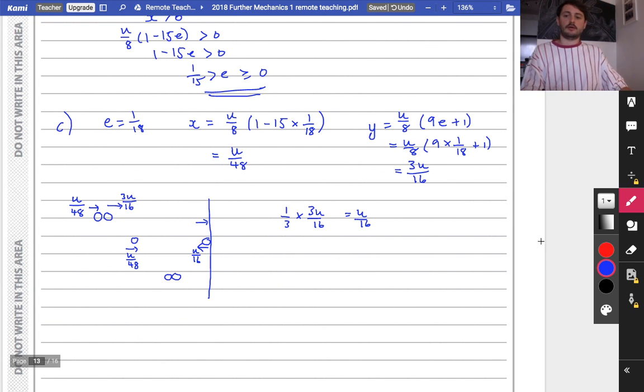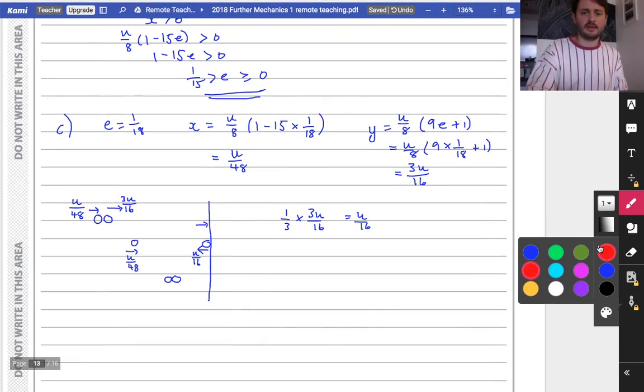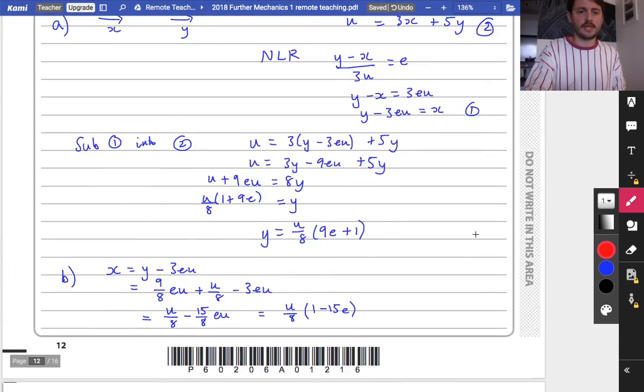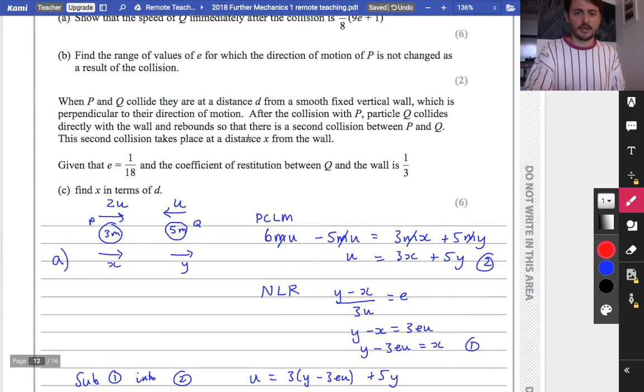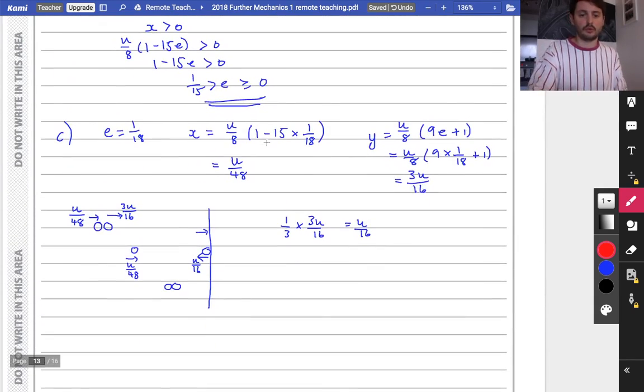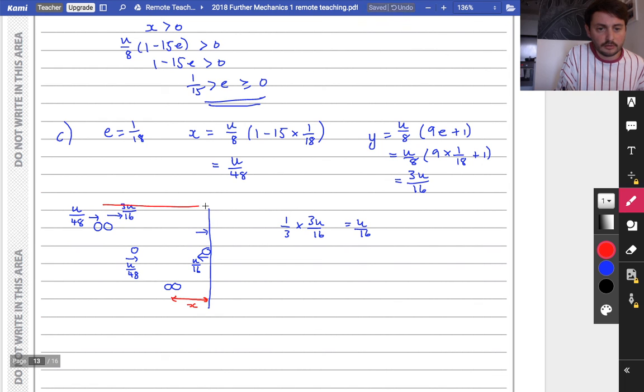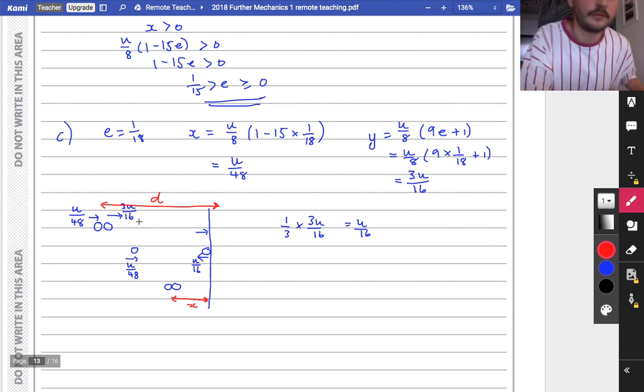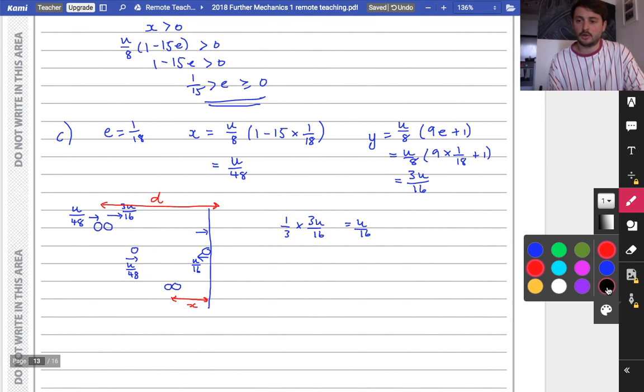Now we need to work out, I think, what x is in terms of d, and x, if I make this right, is the distance of the second collision from the wall. So this distance here is x, and this overall distance to the wall, well, I've gone way too far there, is d. Okay, so there's a couple of different ways we can think about this.